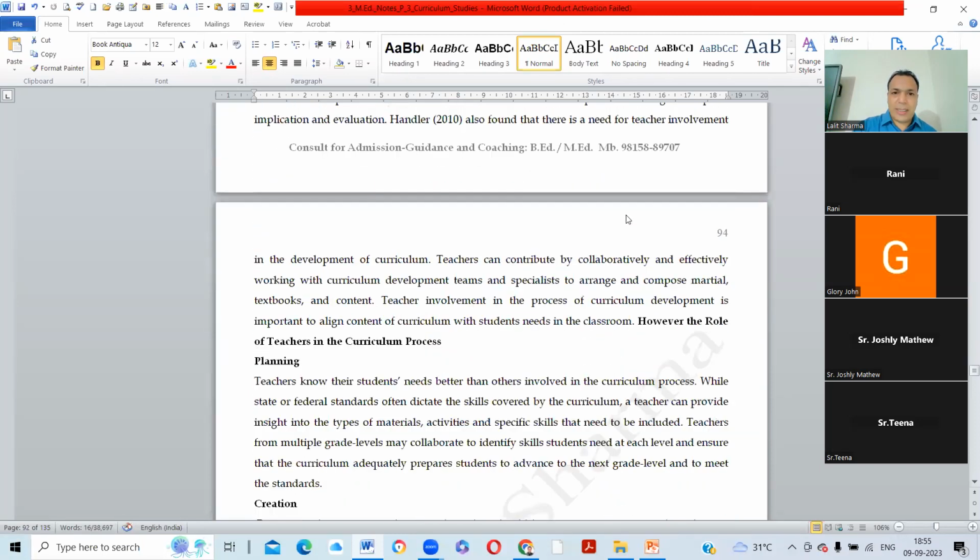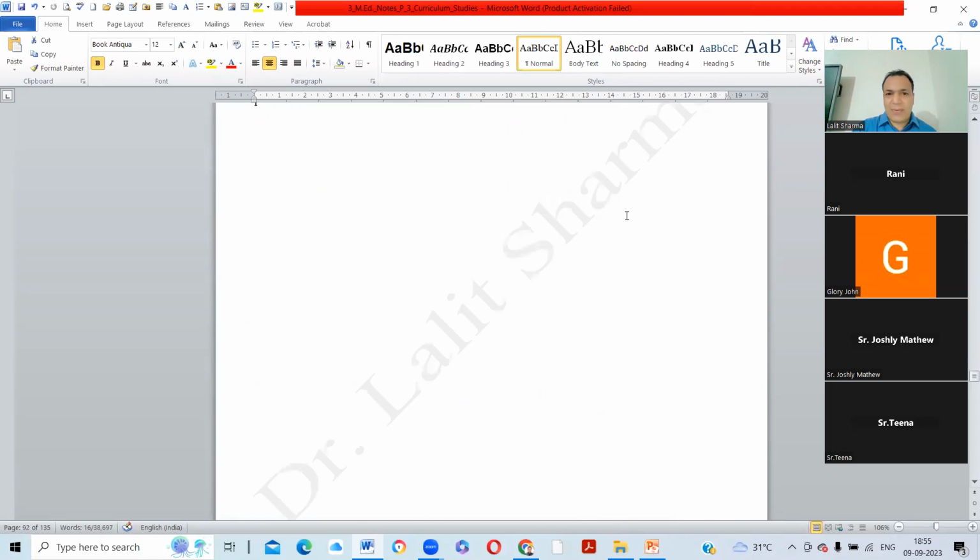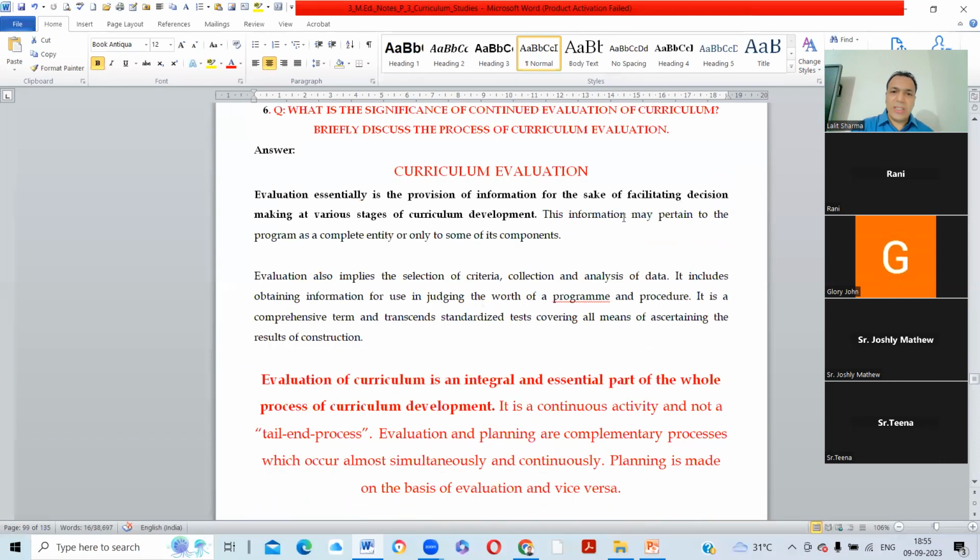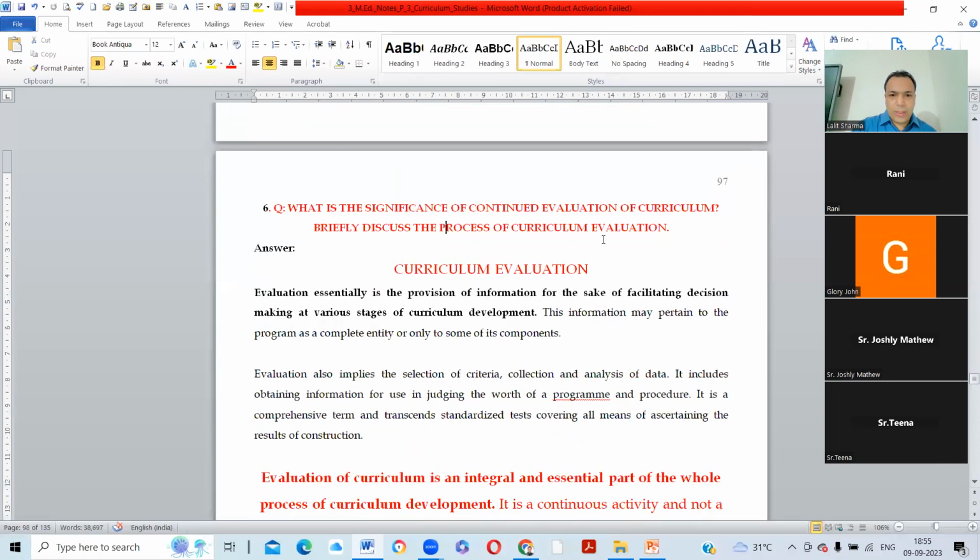जब टीचर्स ने ट्रीट करना है तो टीचर हैज टू टेक केयर ऑफ एवरीथिंग व्हिच इज नीडेड फॉर द डेवलपमेंट ऑफ द चाइल्ड. Now the sixth question is what is the significance of continued evaluation of curriculum?